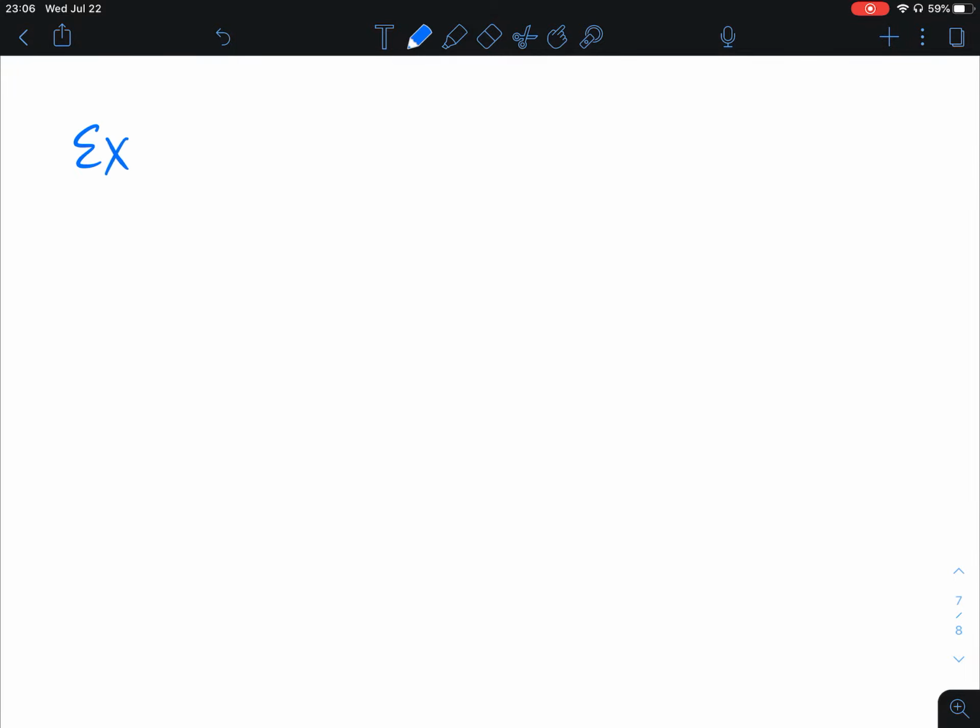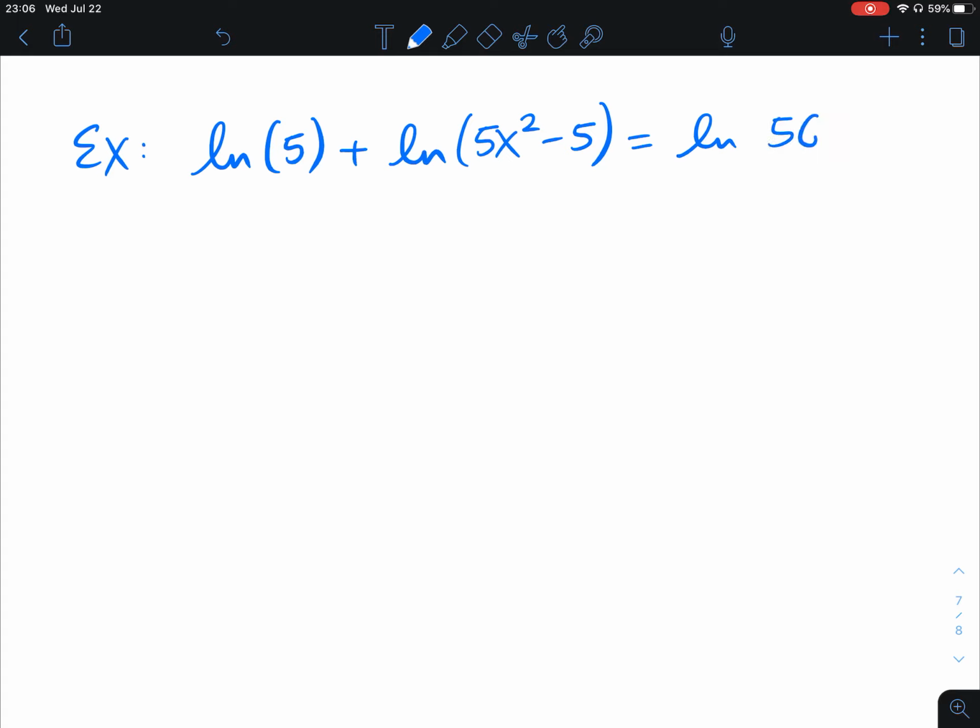Let's find an exact solution now to this example. Let's take the natural log of 5, and we'll add it with the natural log of 5x squared minus 5. We'll set it equal to the natural log of 56. I like this example because it allows us to use the product property, which we haven't talked about too much. So remember, if we have two logs of the same base being added, we can compress that to a single log where the quantities are then being multiplied. So this is that product property that we learned.